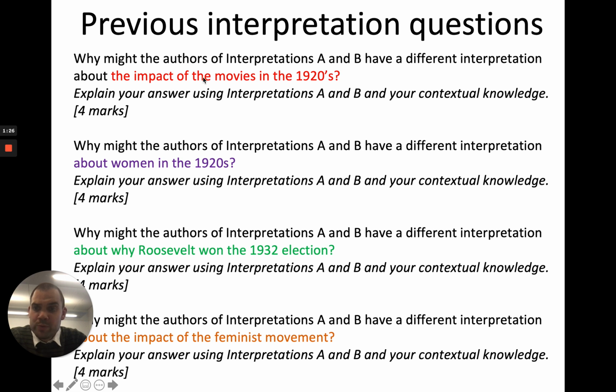So it's really important when you get question 2 to underline the tail of the question and say, I'm looking for why they have a different opinion on what specific issue. In this case, why Roosevelt won the 1932 election. So always make sure to underline that so you know what you're clearly meant to be focusing on.